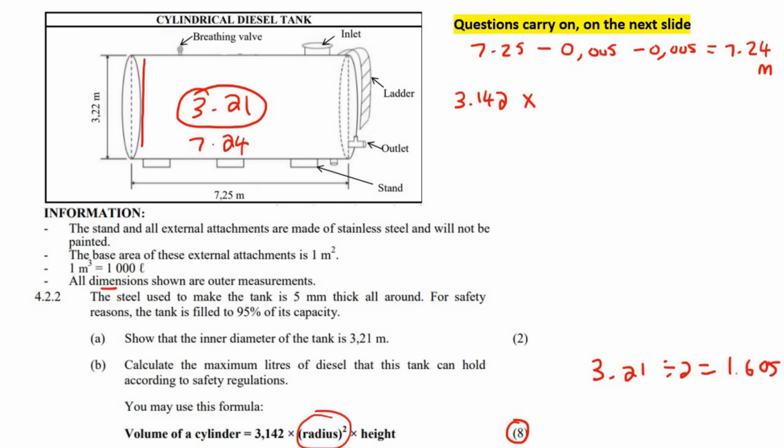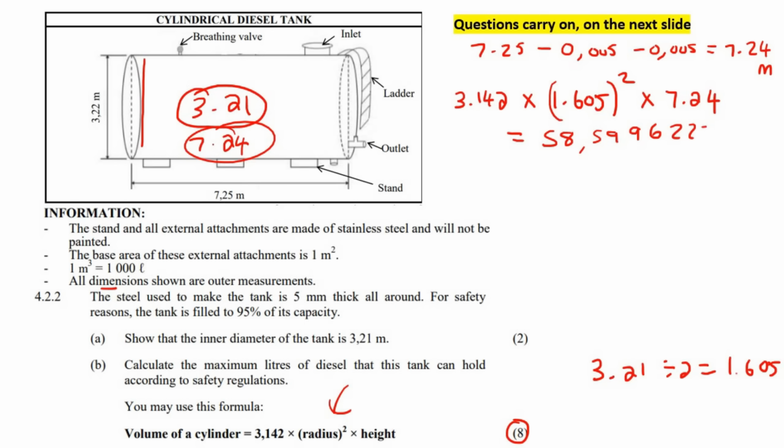So 3.21 divided by 2 is 1.605. Okay, so we're going to use 1.605 and we're going to square that because they said squared. And then we're going to look at the height, which is the 7.24, not 7.25, because that's not where the diesel goes, because of the thickness of those walls. The walls have to have a certain thickness, otherwise the tank would just collapse. Okay, and that's going to give us 58.5996278. Now, that's in meters cubed.